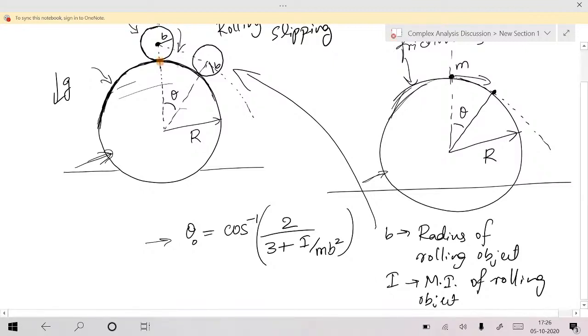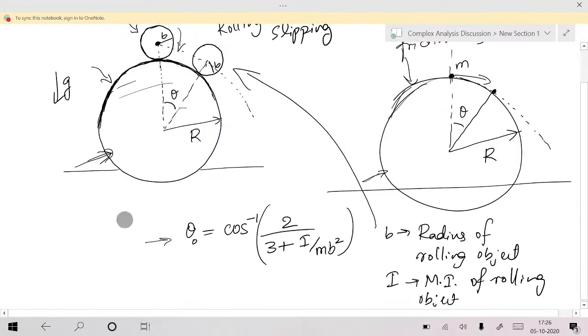You can take moment of inertia about the point of contact also. I think you should use the parallel axis theorem about the point of contact. That should also give the same answer. Okay, that's what I'm saying. But look at here, while deriving this one, I have taken kinetic energy as kinetic energy of center of mass plus kinetic energy about center of mass.